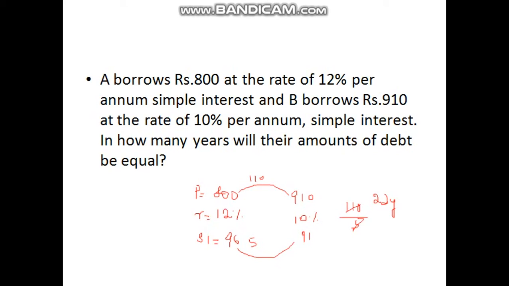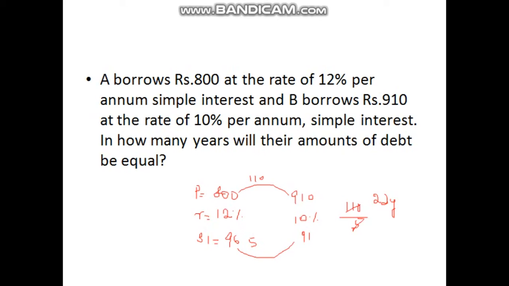Now you understood the concept, I hope. Next, simple interest, you will have to find for 1 year. So how will we find 12% of 800? 12 by 100 into 800. So 12 into 8 are 96. 10% of 910 is 91 rupees. So till this, I hope you are clear.